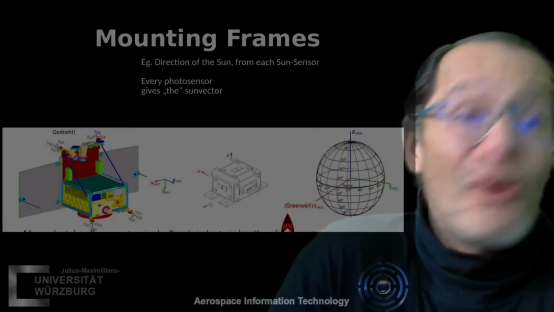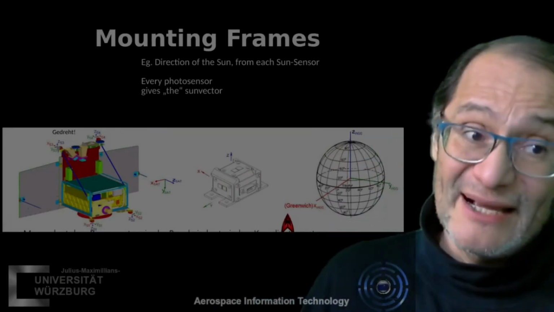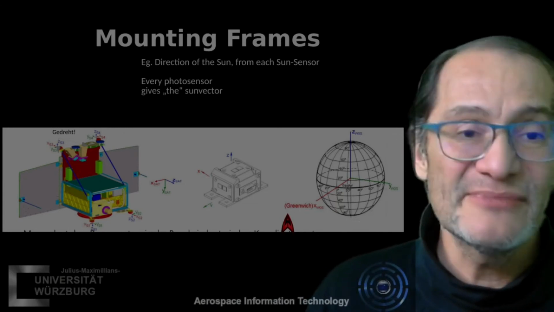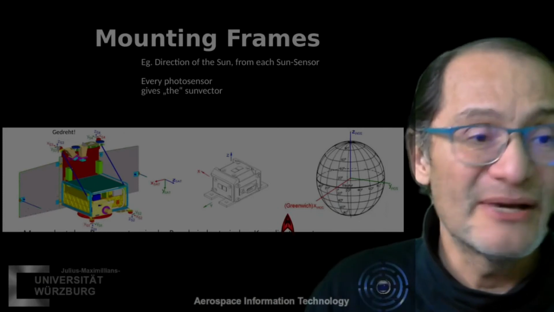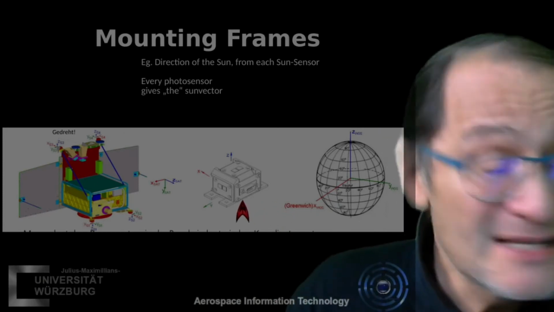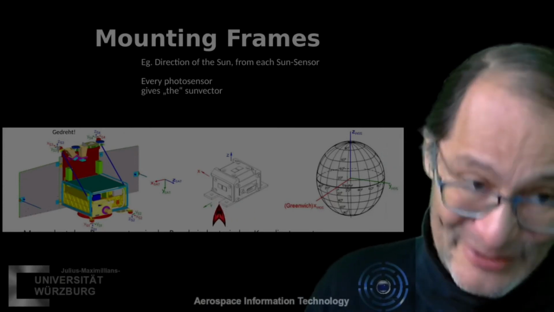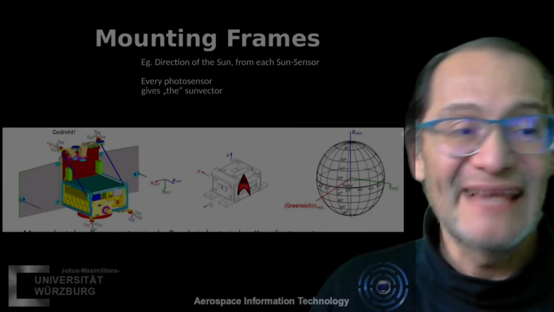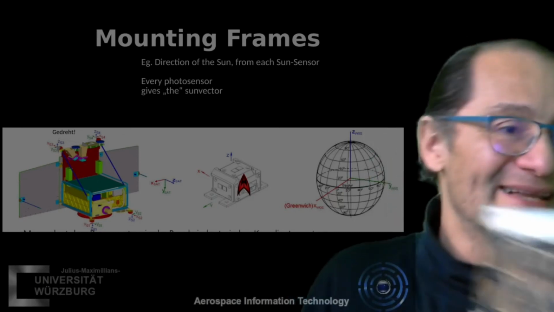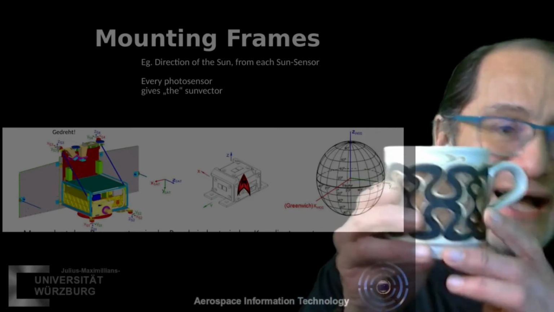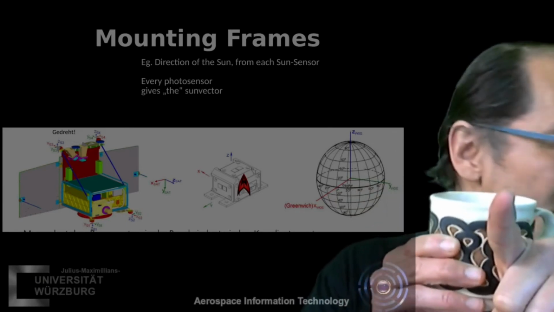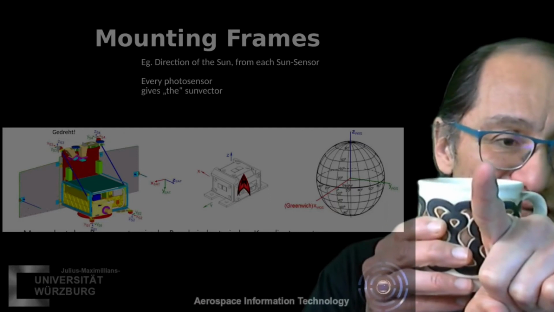Another example of mounting frames where I have to see the relationship between coordinate systems is when I'm building, for example, my satellite. Here in this example, I have a sun sensor. The sun sensor has a sensor which tells me in which direction the sun is. For example, let's assume this is my sun sensor and the sun is in the front, then it will tell me a vector which tells me the sun is in this direction.